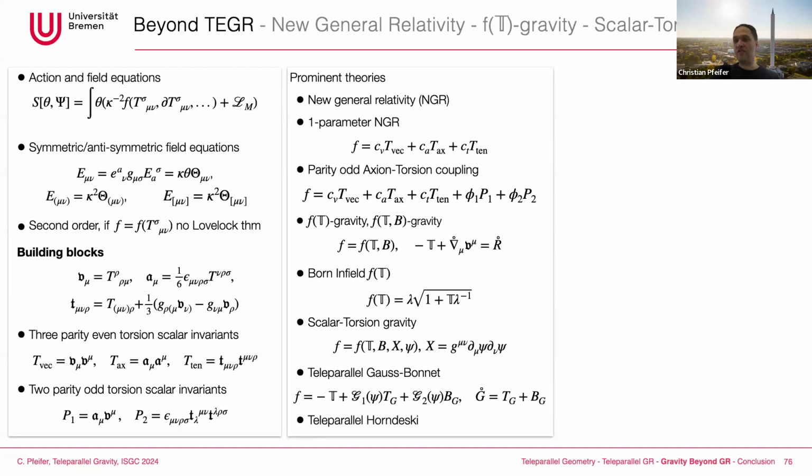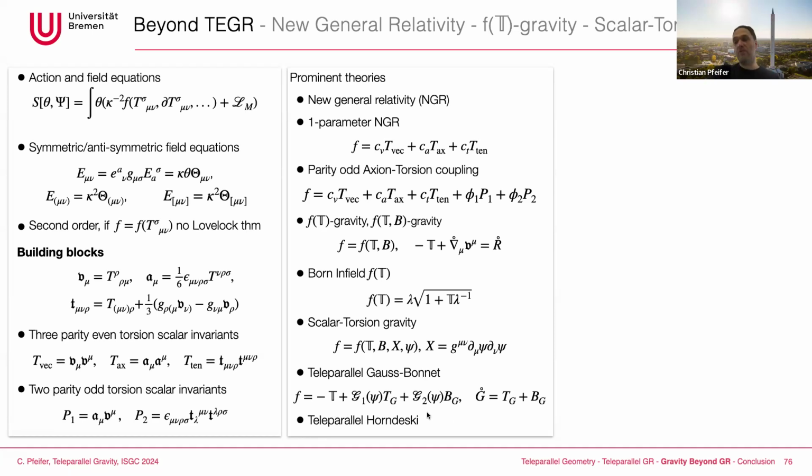And then some colleagues also looked at what's called teleparallel Horndeski theory. I don't know if you are familiar with Horndeski gravity. That is the most general scalar tensor Lagrangian with second-order derivative field equations. And this can similarly be studied in the teleparallel language.